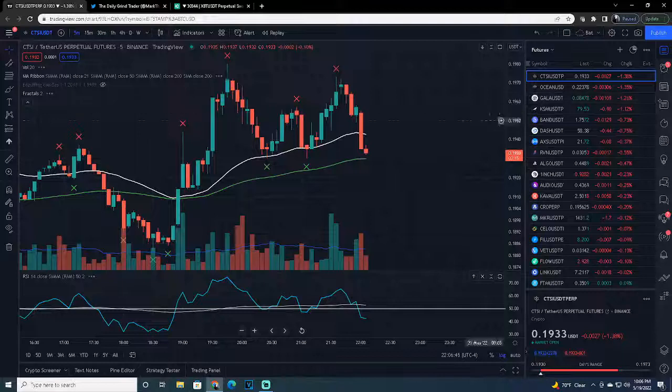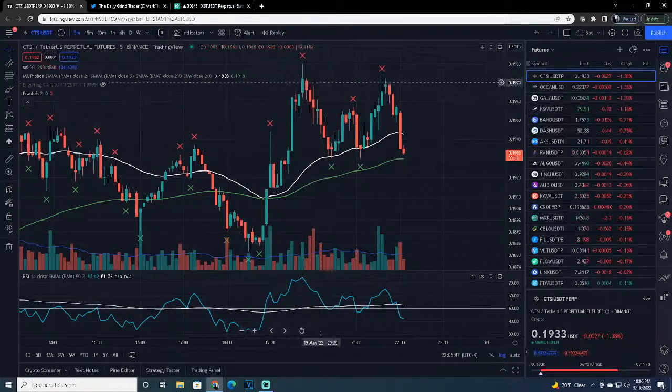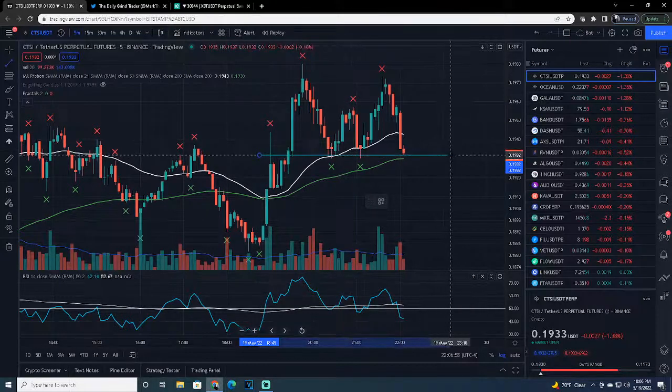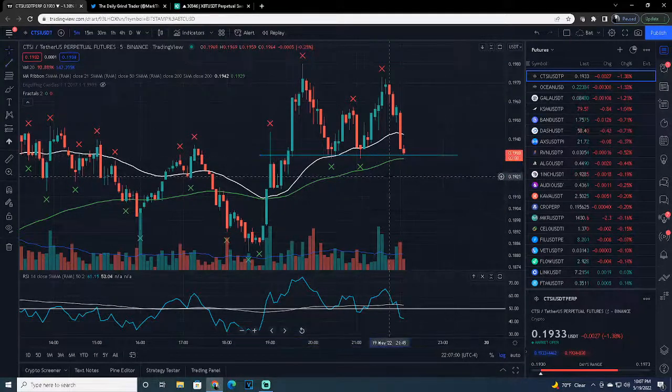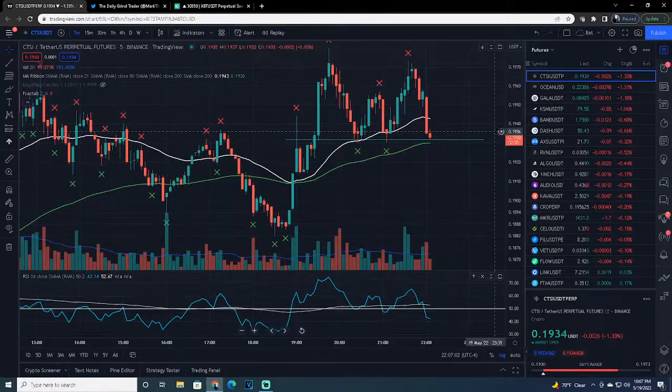Anything looking good for a short? Oh, this looks like a really good short opportunity. This is a classic double top pattern. I want to see how this plays out.